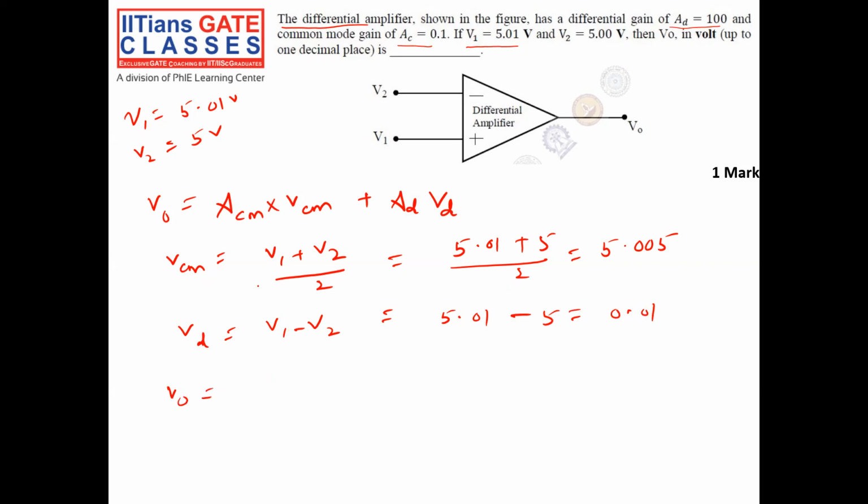So then what is the output? The output is equal to ACM into VCM. ACM is given as 0.1, into VCM, which is 5.005, plus A differential, which is given as 100, into V differential, which we got as 0.01. Let us calculate the voltage: 0.1 into 5.005 plus 100 into 0.01. So we got 1.5005 as my answer. It's a very simple question. The only thing you have to understand is that the output of an op amp consists of two terms. One is because of the common mode gain, another is because of the differential gain. So let us see the next question.